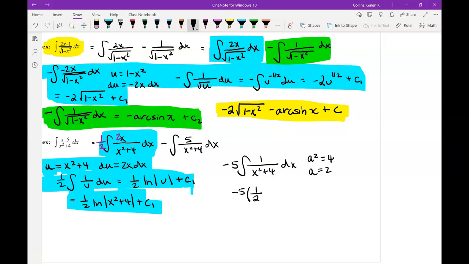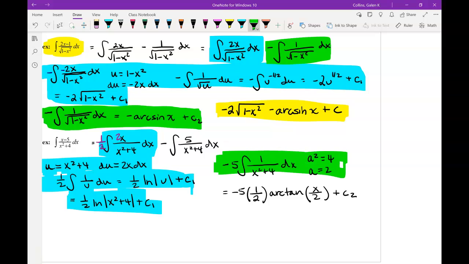When my antiderivative is arctan, I know I've got to have 1 over a out front, so 1 over 2 in this case, times the arctan of x over a, so x over 2, plus C, and I'm just going to call that C sub 2. Again, just to denote a constant of integration, not necessarily equal to the original one. We would need more information.